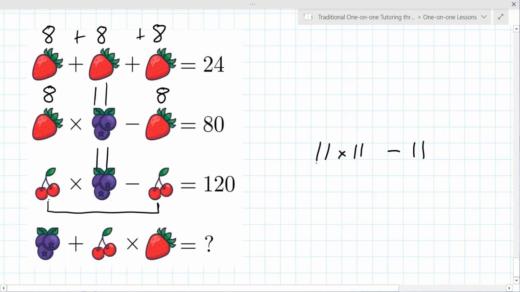So it's bigger than 11, because 11 times 11 is 121 minus 11 is 110. So it's got to be bigger than 11. I was saying the last one is 1. So 11 times 11 is 121 minus 1. That's true, 1, but the symbol here is the same as the symbol here.